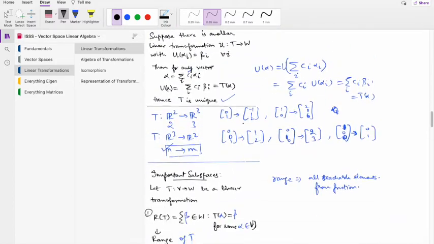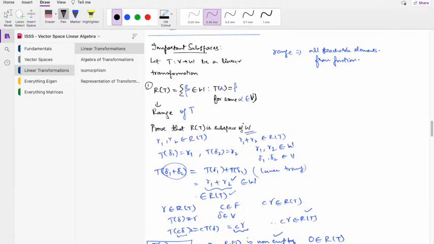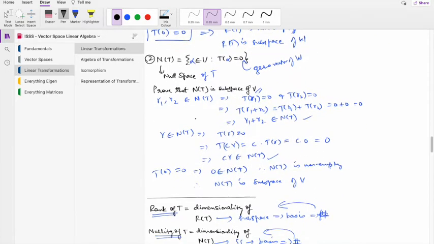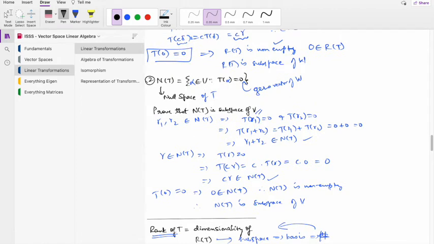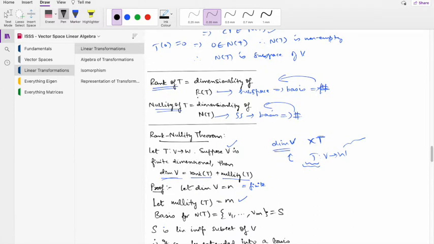This became important for us to discuss when we were talking about range and null space of a transformation. The range is basically any vector which can be reached through the transformation T, from the domain to the codomain. And null space is basically any vector in the domain of T which maps to the zero element of the codomain, that is the zero vector of W, right? And we defined two terms, rank and nullity. Rank was the dimension of the range of T, and nullity was the dimension of the null space of T. We already discussed that the range and null space are subspaces of the codomain and the domain respectively when we discussed the idea of subspaces in vector spaces, right?